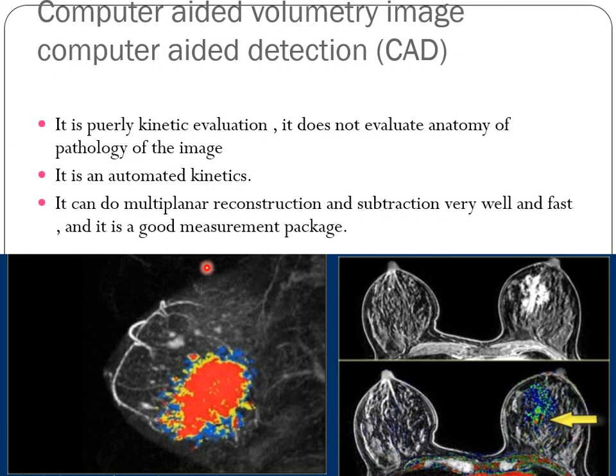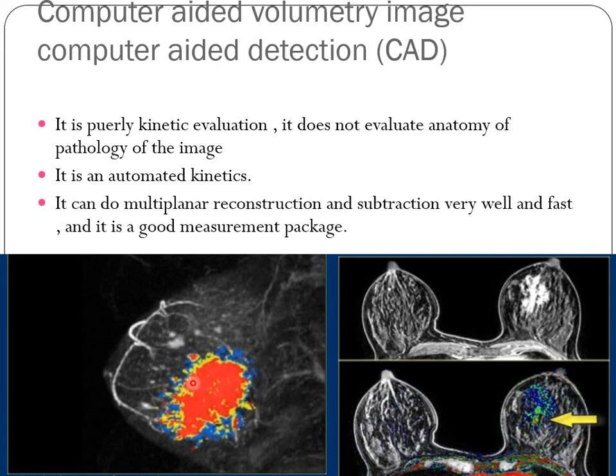Computer-aided volumetry image or computer-aided detection, as shown in this picture, is purely kinetic evaluation, and it does not evaluate the anatomy or pathology of the image, and it is automated kinetic evaluation. It means that without looking at the kinetic curve or scrolling over the image, you can get an idea from this computer-aided volumetry that the lesion is malignant or benign. It's giving you an idea about the dynamic evaluation. It can do multiplanar reconstructions and subtractions very well and fast. It is good for the measurement package.